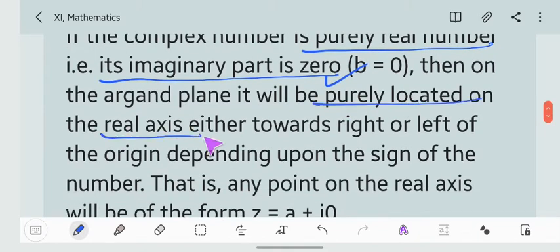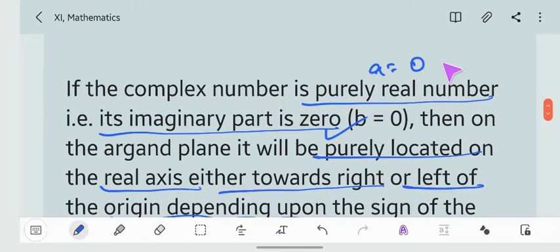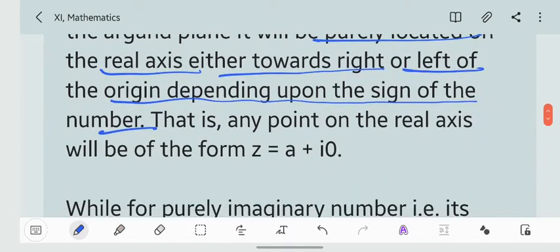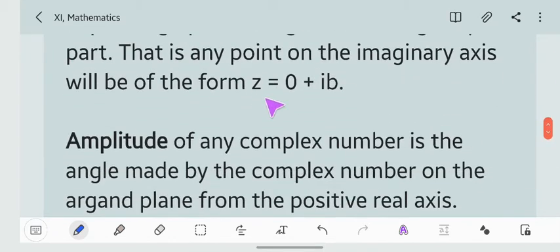A purely real number is located on the real axis, either towards the right or towards the left, depending upon the sign of the number. If a is negative, it is represented towards the left of the origin. If a is positive, it is represented towards the right of the origin. This is of the form a plus i0, or simply z equals a plus 0i, both are correct. This is for purely real numbers. For pure imaginary, it is z equals 0 plus ib, where a is 0.